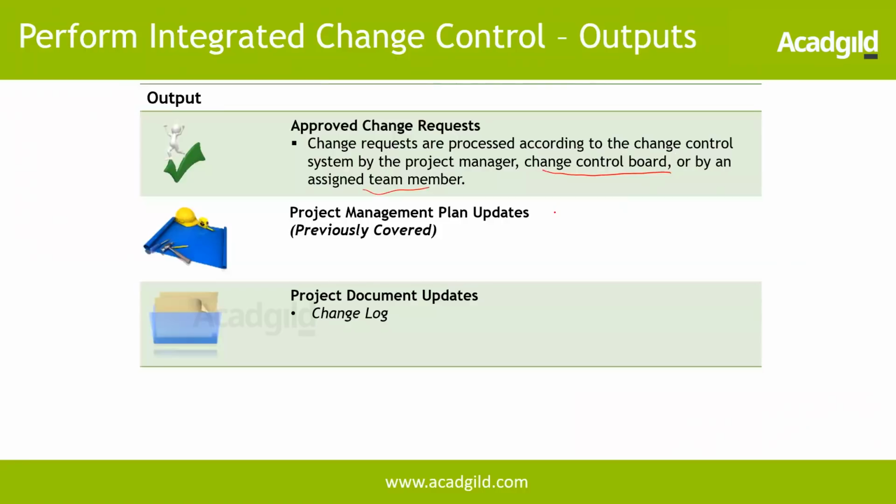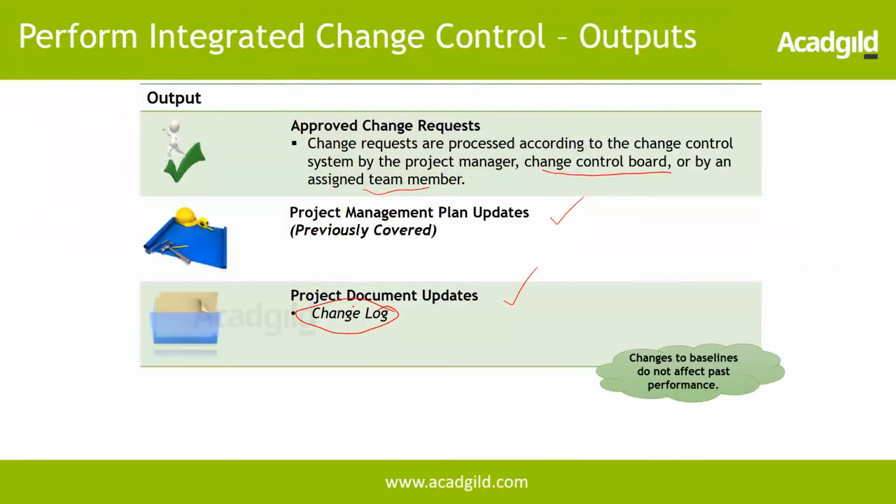And this is also going to provide any project management plan updates and project document updates. Especially, one of the key project document updates is going to be the change log. The change log will contain all the requested changes, and only those changes that are approved will be taken for execution. All the other changes which are rejected will just be documented in the change log as rejected, with the appropriate reason as well. So changes to baseline do not affect past performance.